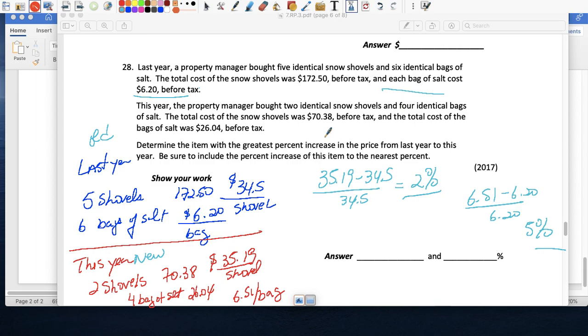But then the following year, you buy 4 bags of salt, and this number here is not the price per bag of salt, but the price for 4 bags of salt. So you have to divide 2604 by 4. So sometimes you have to find the unit rate, and some of the other you don't. And then on top of it, you have to find the percent of increase. Yeah, this one had a lot.